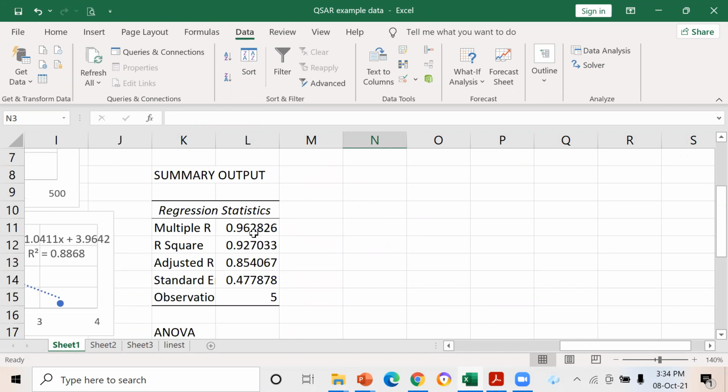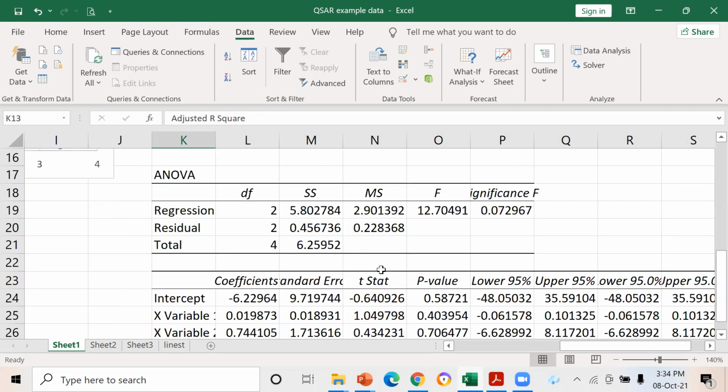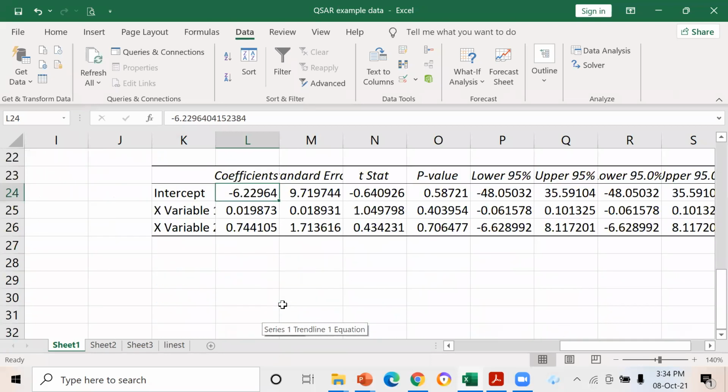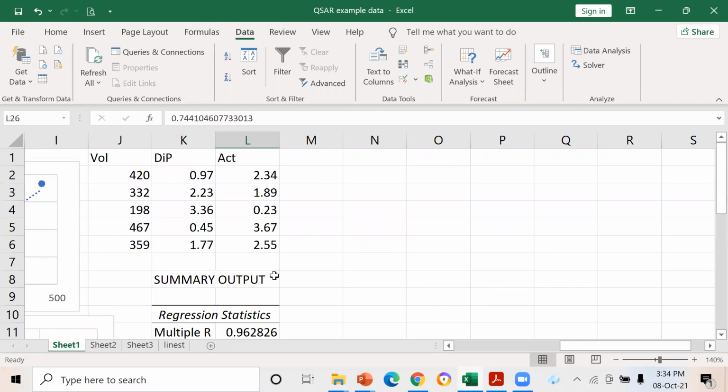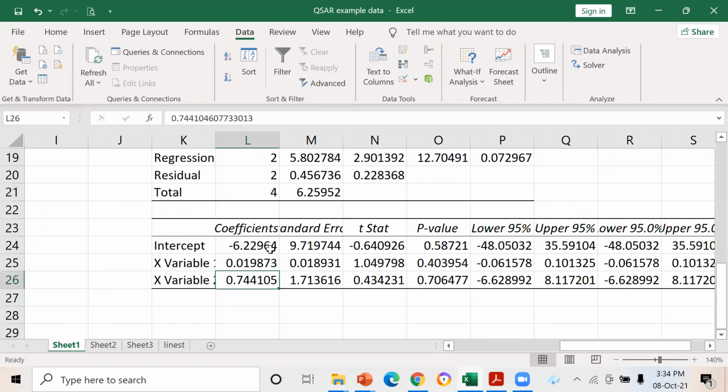It gives you the R value, R square, and something called adjusted R square. These are all statistics. As I said, I hope you have done a course on statistics, because statistics is very important for experimental studies, especially biology, and regression. QSAR uses a lot of statistics. It gives you the intercept. So activity equals 0.0198 into volume plus 0.744 multiplied by dipole plus C, minus 6.22. That will be the equation.